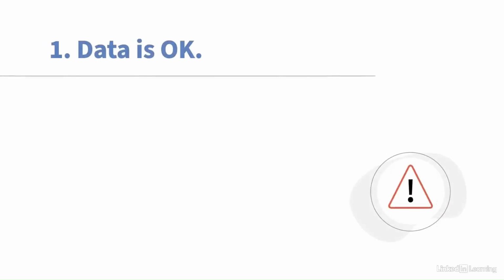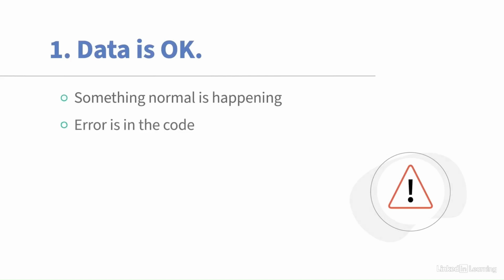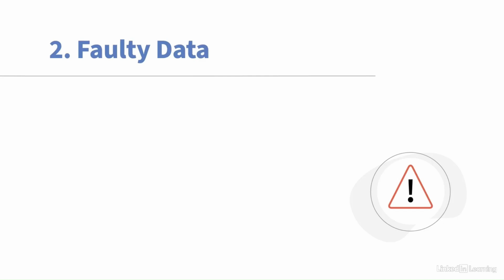Now you might wonder, where does the error come from? The data or my code? Most of the time, the problem actually comes from the data, because the data is what changes. So there are two choices. Data is okay, and if something breaks and the data is okay, then something normal is happening, but the developer hasn't taken this into account when developing the pipeline, when developing the code. So then the problem is in the code.